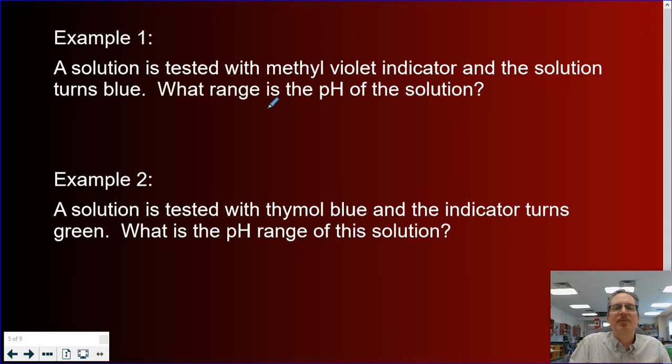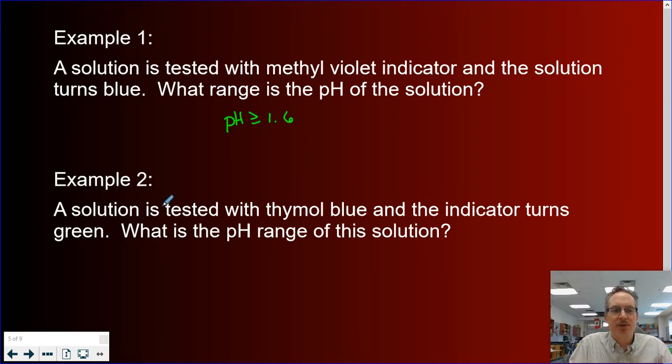So in example 1, a solution is tested with methyl violet indicator, and the solution turns blue. What range is the pH of this solution? So I'm going to check my data booklet on page 10. It's the first indicator listed, and it says it is 0.0 to 1.6 or yellow to blue. Therefore, it turns blue when the pH is greater than or equal to 1.6.